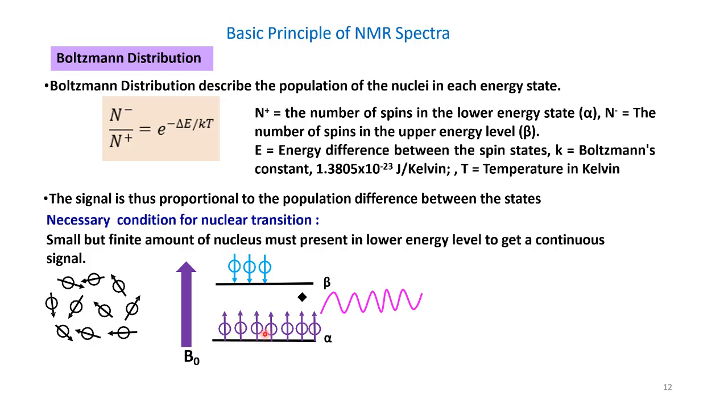So the condition is that some finite amount of nucleus should be present at the lower energy level, so that the transition keeps on happening. So from the lower state it will go to the upper state, and then it will relax back, come back to the original state, and then again. So the transition will be continuous in that case.